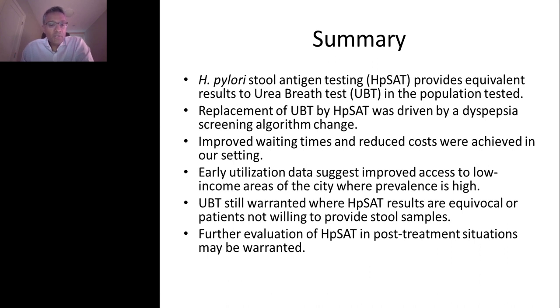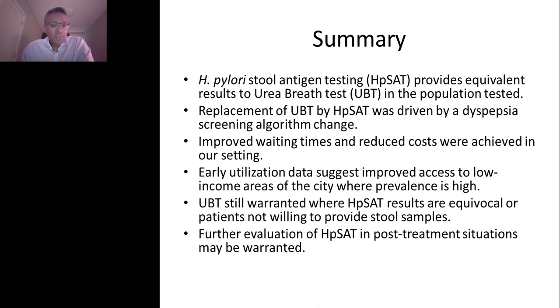Early utilization data suggests, interestingly, that by switching to the stool antigen test, there has been improved access to low-income areas of the city where the prevalence of H. pylori is high, and there were difficulties, presumably, in accessing the urea breath test.